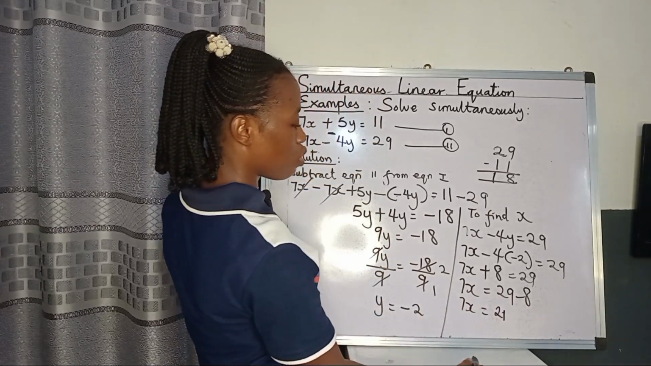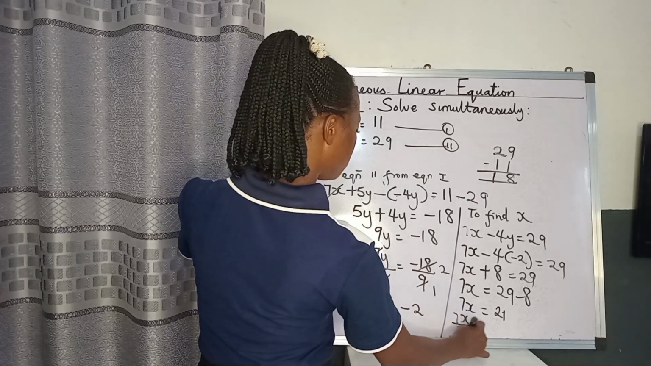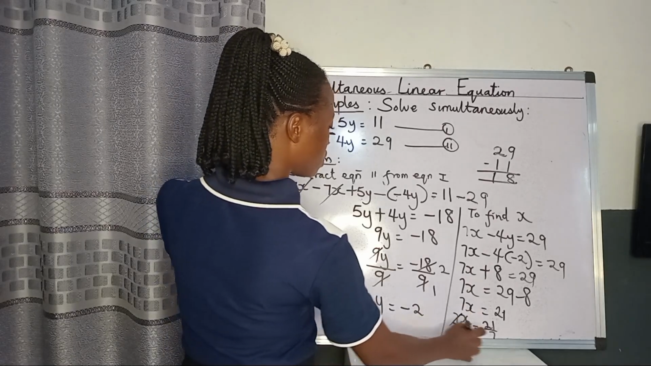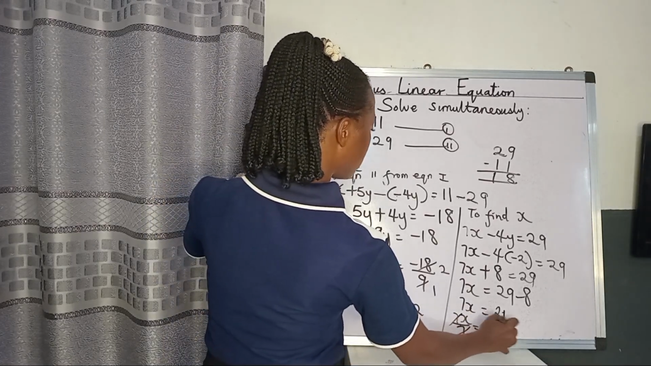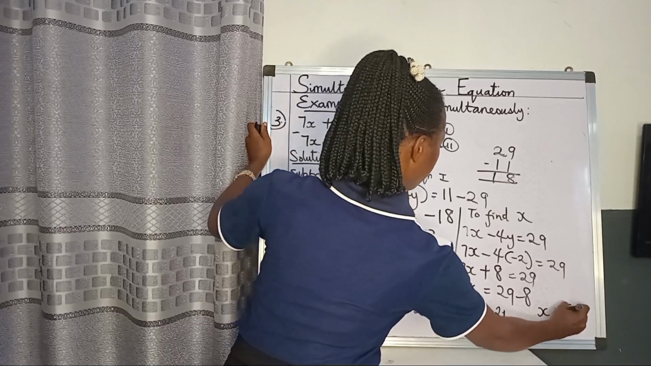Now 7x is equal to 21. To find the value of x, we divide both sides by the coefficient of x. The coefficient of x here is 7. 7 cancels 7. 7 here is 1. 7 in 21 is 3. Alright? Now our x is equal to 3.